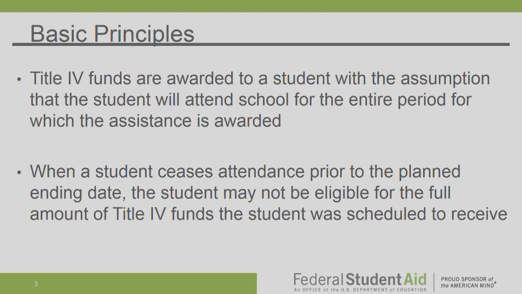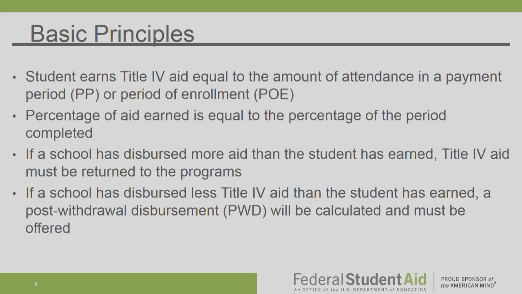When you and your colleagues award Title IV federal student aid and a student ceases enrollment prior to the planned ending date, the institution is charged with the responsibility of calculating the earned and unearned amounts of aid and following the requirements of the statute's implementing regulations in 34 CFR 668.22. And now I'm going to provide some additional basic principles related to R2T4.